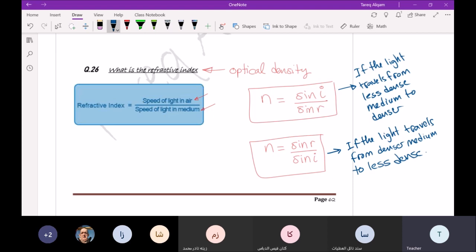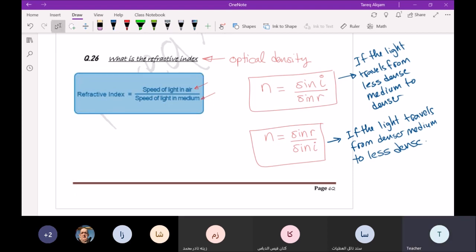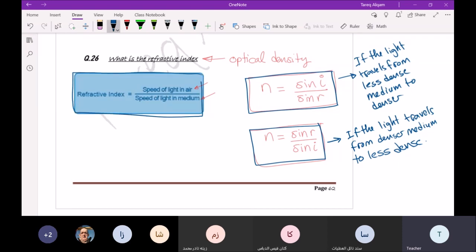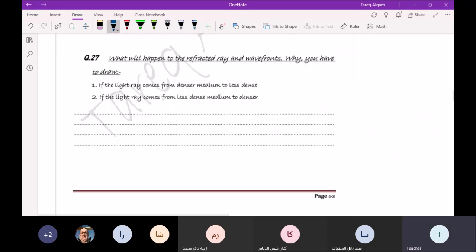Okay, guys, I have now 3 formulas here. This is the first one. This is the second one for refractive index. This is the definition of refractive index, guys. This is what? The definition. Okay. Let me show you this.